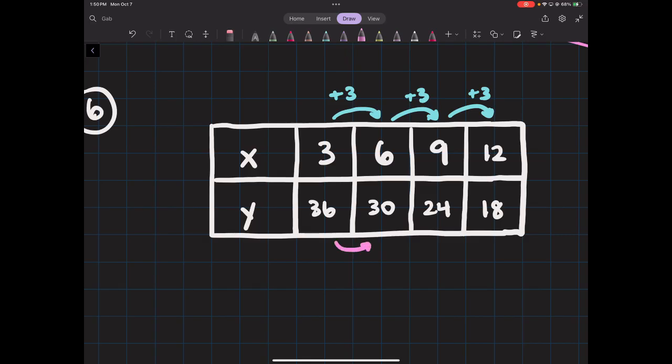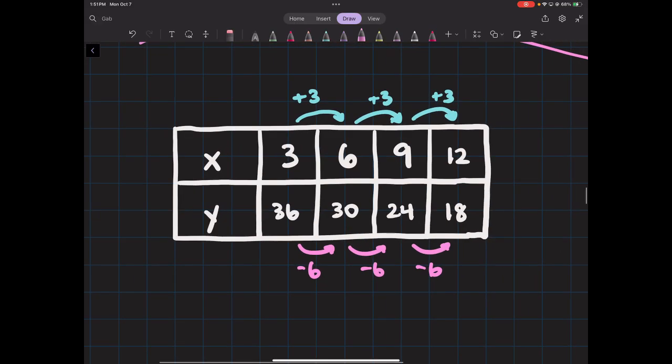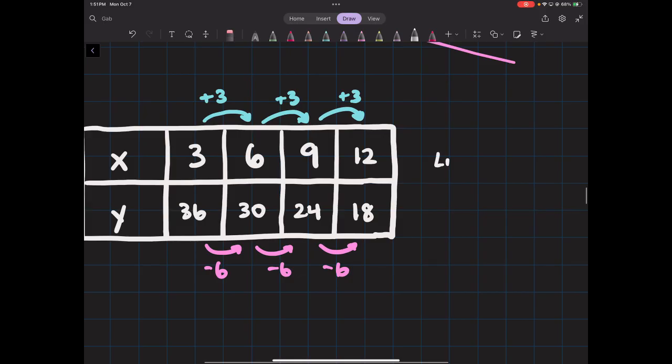But from 36 to 30, and you go again, and another one. Those are consistent, right? On the top, for the x's, it is plus 3. For the y's, it is minus 6. They're not the same, but is it still linear? Yeah, because it's consistent. It's a constant rate, it's still going to make a straight line. The number doesn't change.